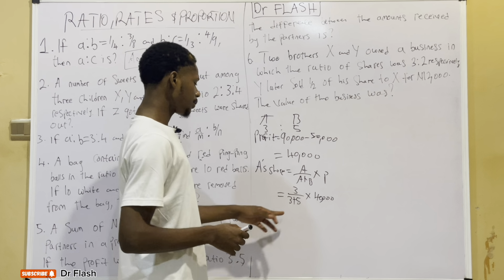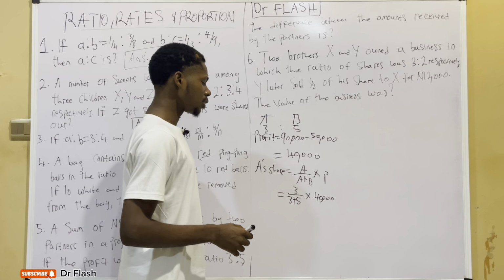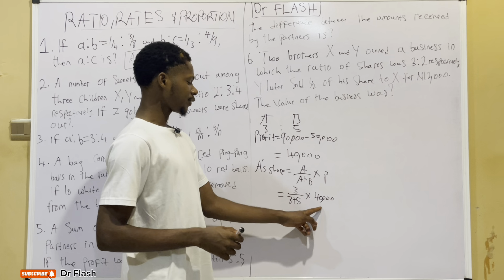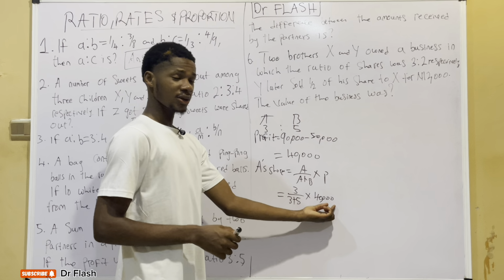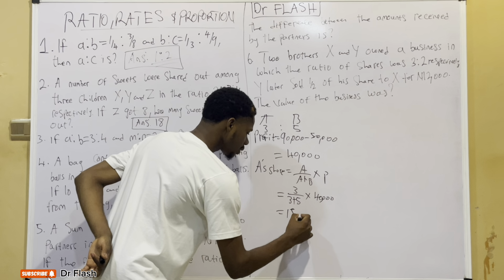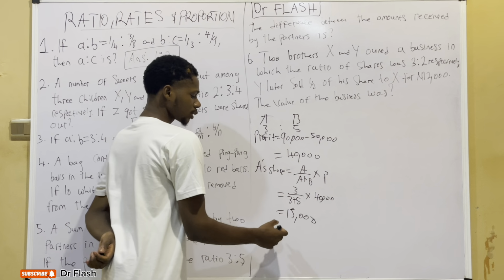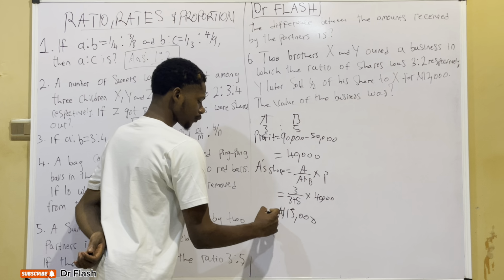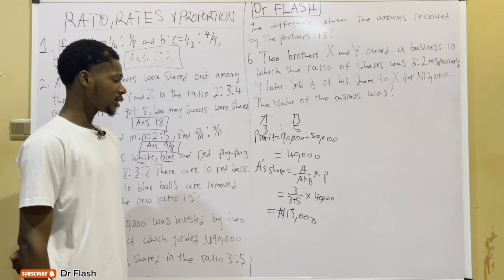So that will be 8 into 40, that should give you 5, 5,000 naira. So 5,000 naira times 3 is 15,000 naira. Which means A's share is what now? 15,000 naira. That's the value of A's share.